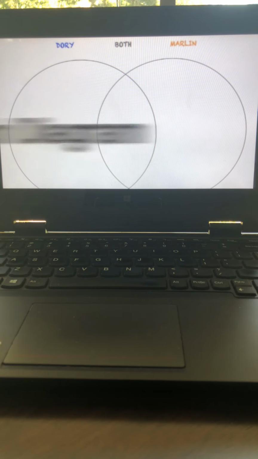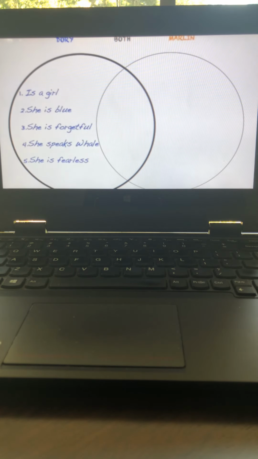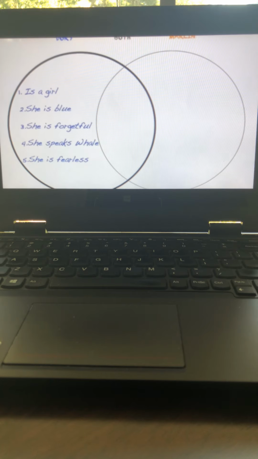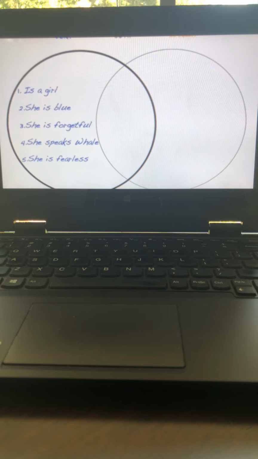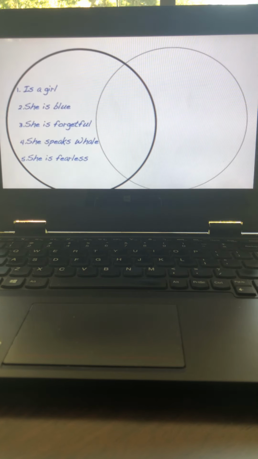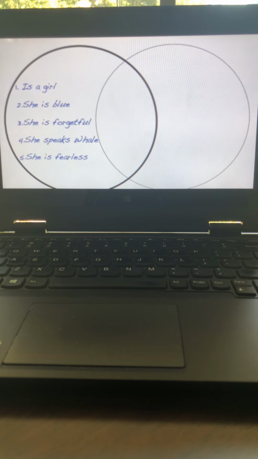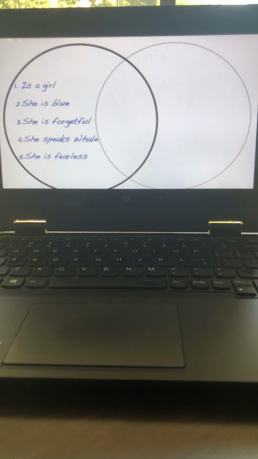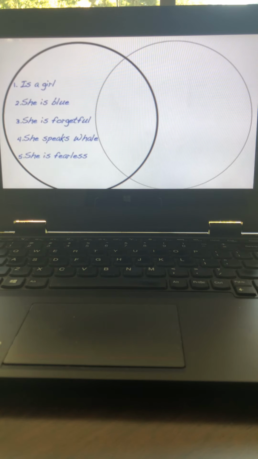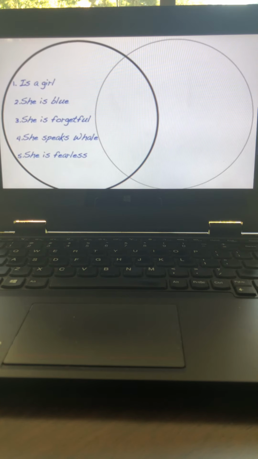So now, let's focus on Dory's circle. So what do we know about Dory? Dory is a girl. She is blue. She's forgetful. She speaks whale. She is fearless. These are all characteristics of Dory that we can place in her circle just about her.